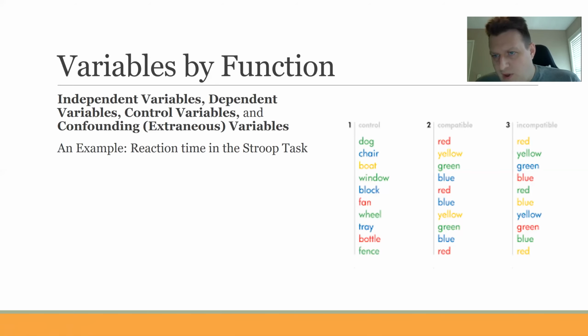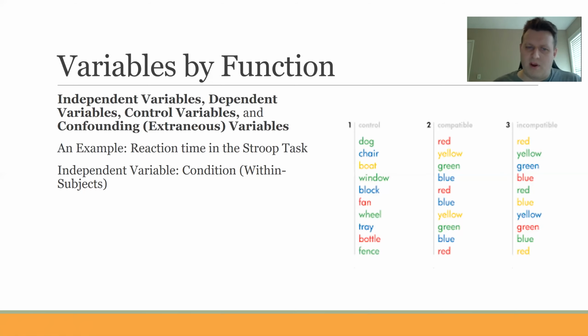So first of all, is this a between subjects or a within subjects manipulation? This is within subjects because all subjects get all three levels of the condition. Again, what's the independent variable? The independent variable is the trial type: control, compatible, incompatible. What's the dependent variable? The dependent variable is the reaction time. Maybe it's the reaction time to complete the entire list. So independent variable, it's the condition. We're manipulating that between or within subjects. My apologies, it's within subjects.